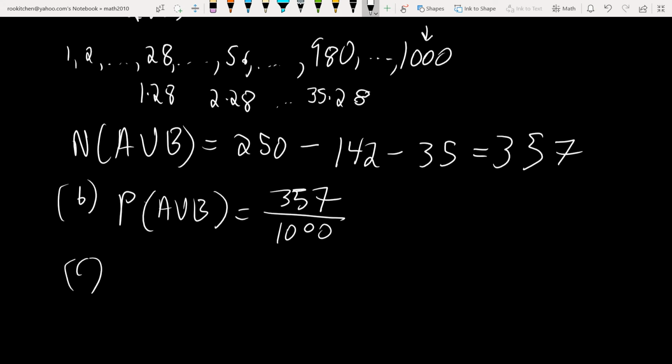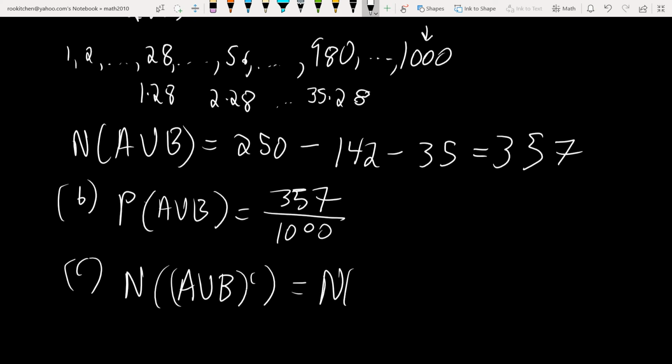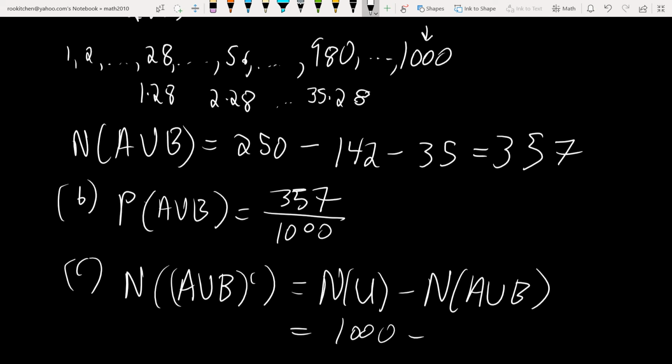Okay. Then thirdly, the number of integers that are neither multiples of 4 nor multiples of 7, which is just the complement, right? So you take the number of things in the total universe that we're dealing with, which is the total number of integers, which is 1,000, and then subtract away the number of things in A union B, which we just found to be 357. Okay, so you get 1,000 minus 357, which is your answer, whatever that is. Okay, you get your calculator out.